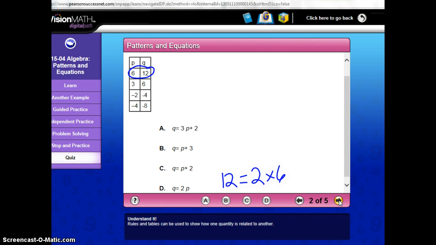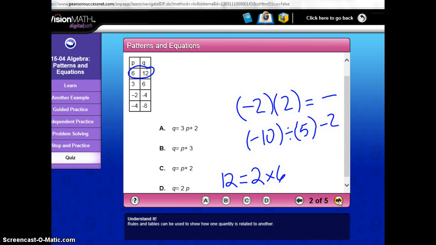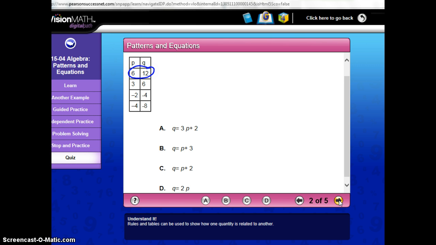Oh, quick little mini lesson that you guys haven't done yet in 5th grade. When you take a negative and you multiply it times a positive, you get a negative. If you start with a negative and you divide it by a positive, you get a negative. Negative minus negative? Positive. Yeah, but we're not going to focus too much on that today because that's a lesson that comes along in 6th grade. Moving on.